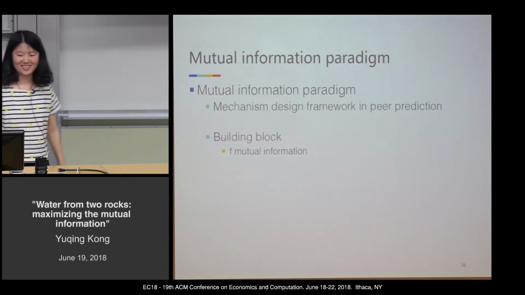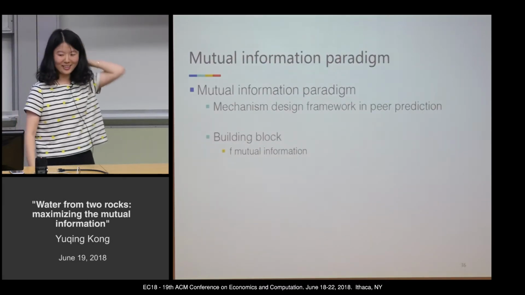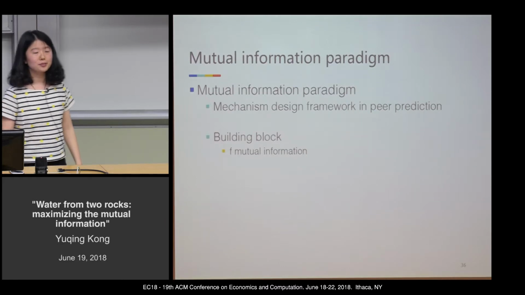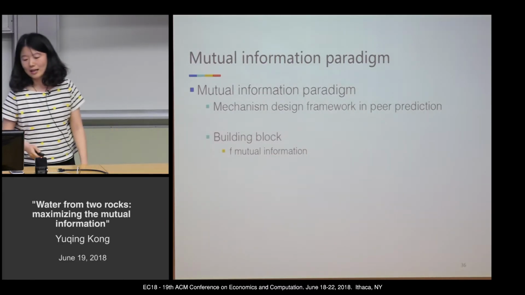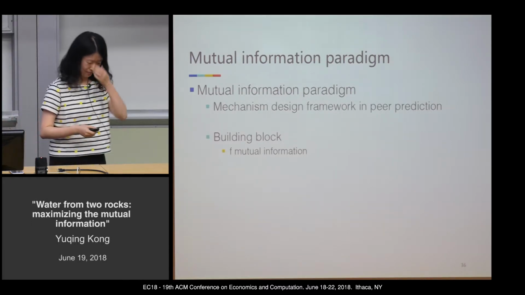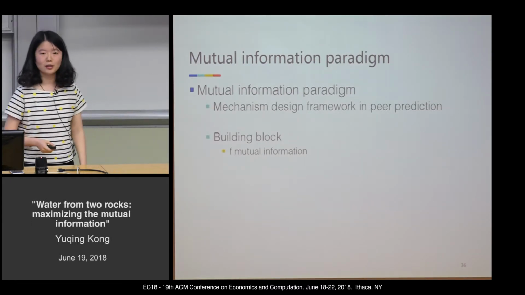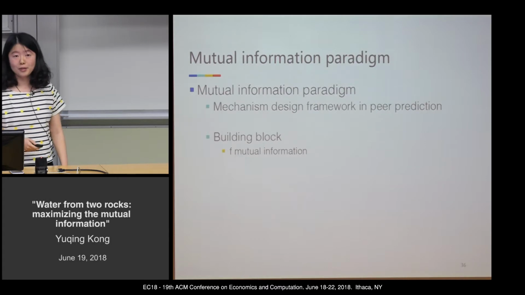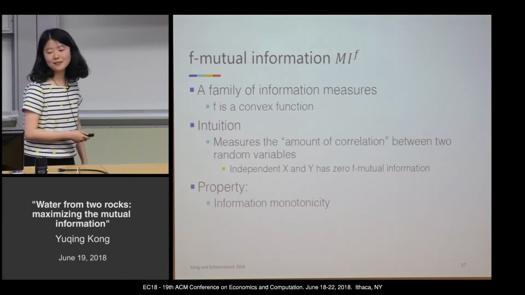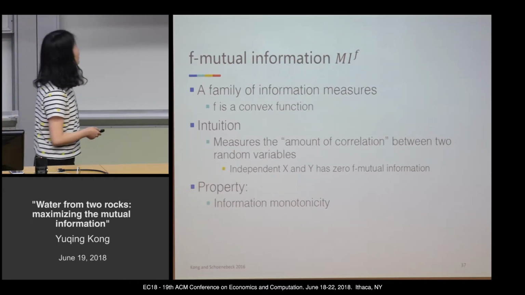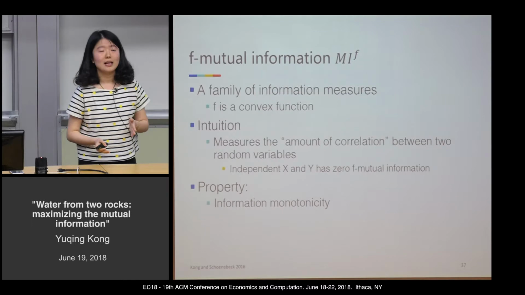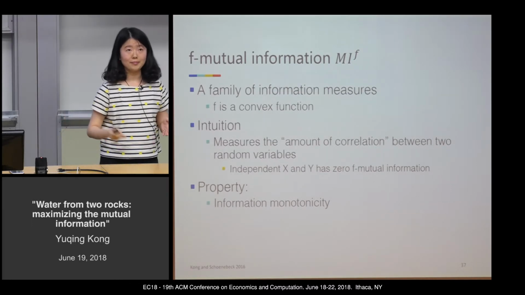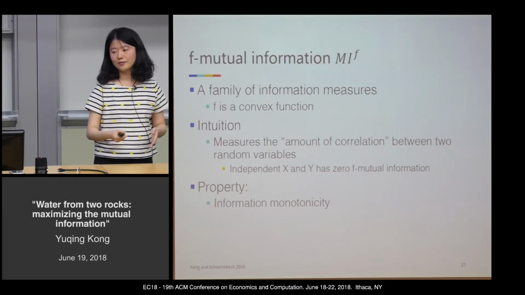Okay, now let's talk about the solution quickly. I'm going to borrow the techniques in peer prediction. That is a mechanism design framework we designed before, and the building block is mutual information measurement. Basically, it is a family of information measures, and it measures the correlation between two random variables. It is always non-negative, and if they are independent of each other, it is 0, so very intuitive.